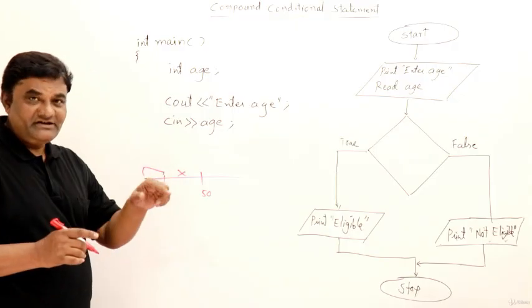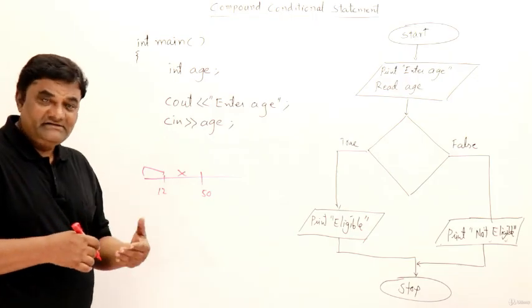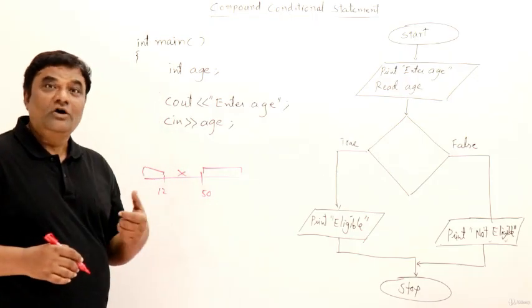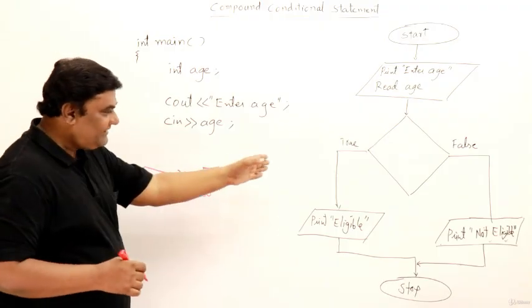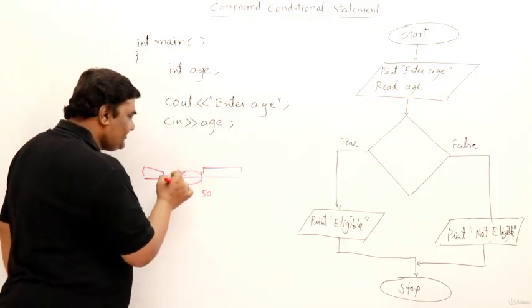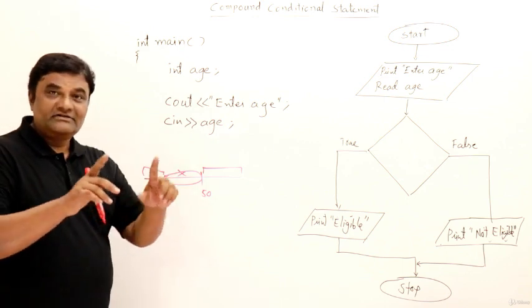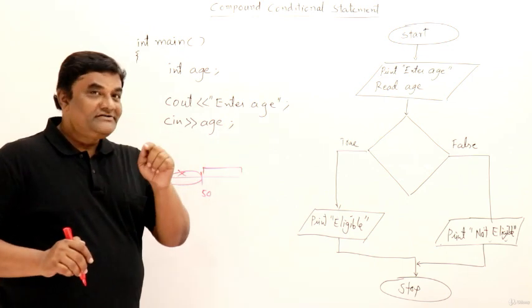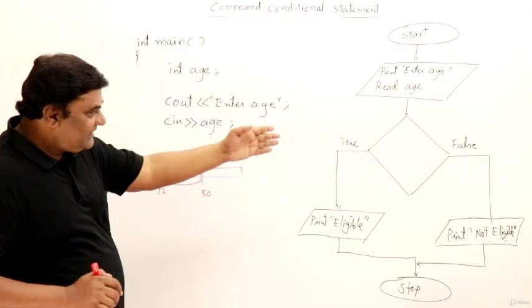So we have to check that age is on this side. If true, he is a child. Otherwise, age should be on this side. Otherwise means or. So age should be greater than 50. In this, we are not looking for a value within a range. We are looking for a value on different sides of a range. So now the or operator is useful. So let us frame the condition.